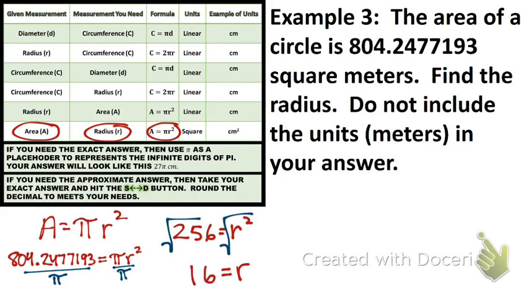So on this problem, our radius is 16 meters. And the reason that the units aren't squared is because the radius is a straight line that you can measure with one ruler.